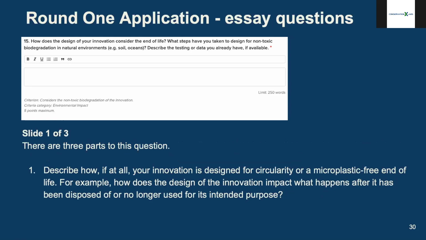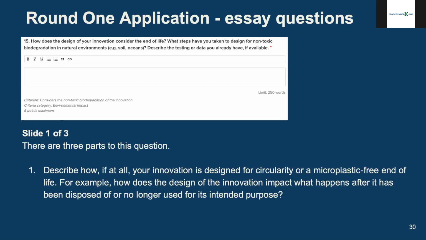So question 15 is, how does the design of your innovation consider the end of life? What steps have you taken to design for non-toxic biodegradation in natural environments, for example soil or oceans, and then describe the testing or data you already have, if available. So again, I want to point out there are 3 parts to this question, and there are 3 slides to go through each of those parts.